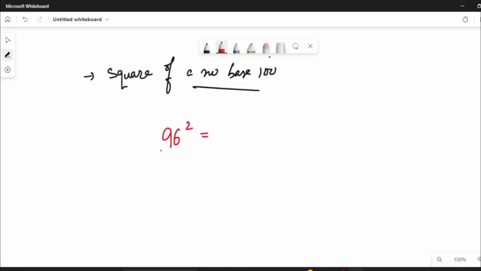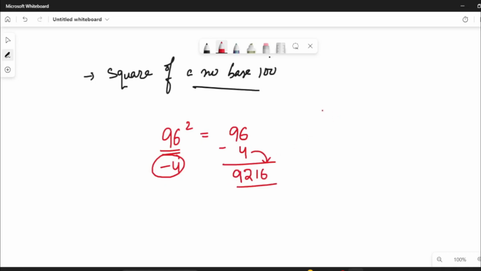Now look at this number. This number is less than 100. This is 4 less than 100. That means you have to subtract 4 from this original number. So the original number is 96, and you have to subtract this number. So what do you have? This is your 92. Okay. Now again, the square of this number, that is 16. So you have to write it here. So this is the square of 96.